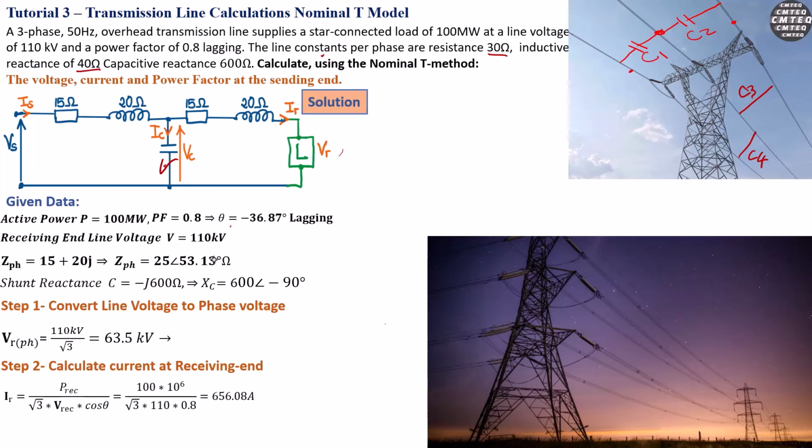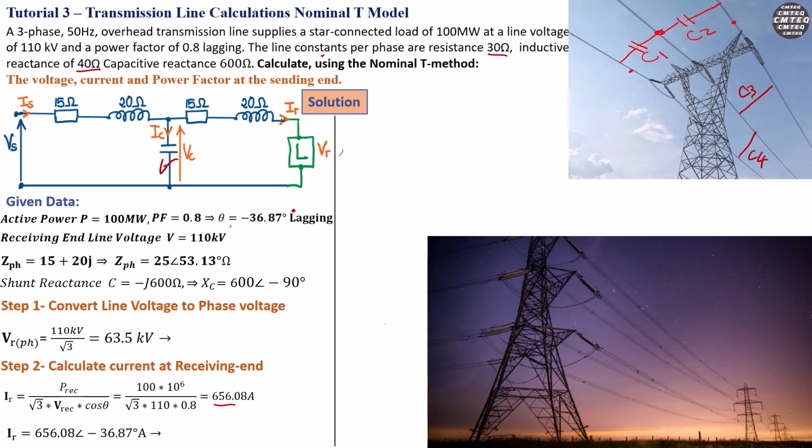and calculate the current at the receiving end using the 100 megawatt of power and the line voltage. I already explained this formula in the previous tutorial. So we find this current here of 656.08 amp. Okay, now this current has an angle here that is negative 36.87. So our phase angle for the current gives us the total statement for the receiving end current.